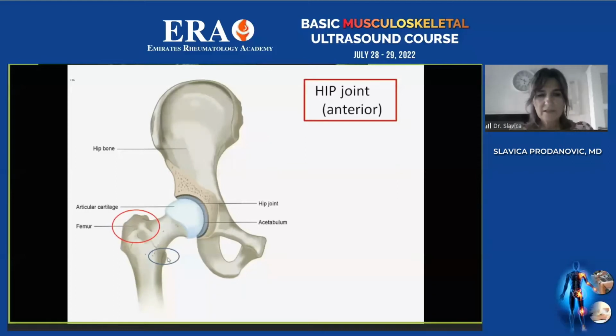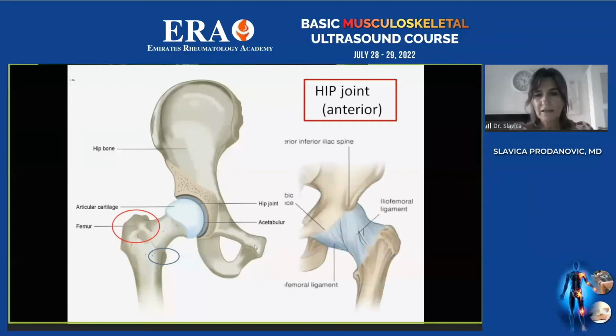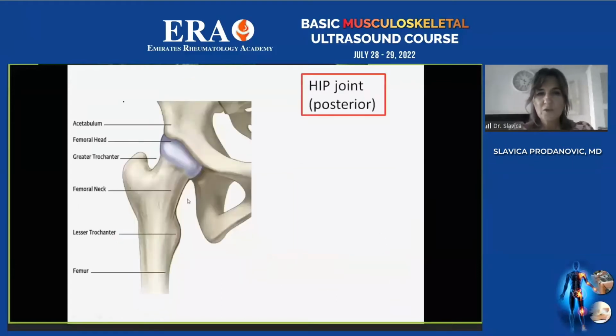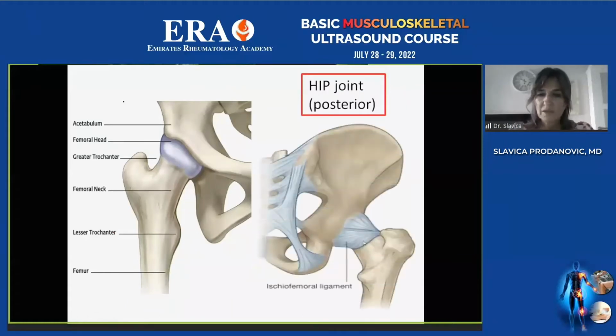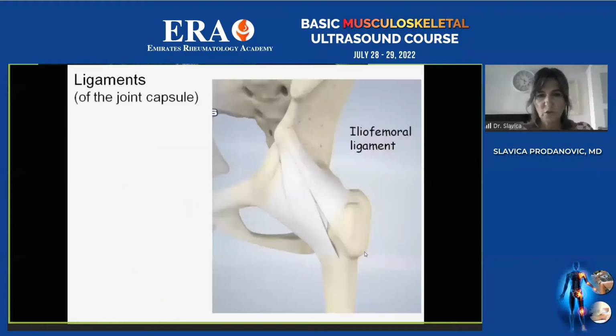As you can see, there is an intertrochanteric line. That is a very important line where the anterior part of the joint capsule attaches to the bone surface. From the posterior side, we have the intertrochanteric crest, where the posterior part of the articular capsule attaches to the bone.